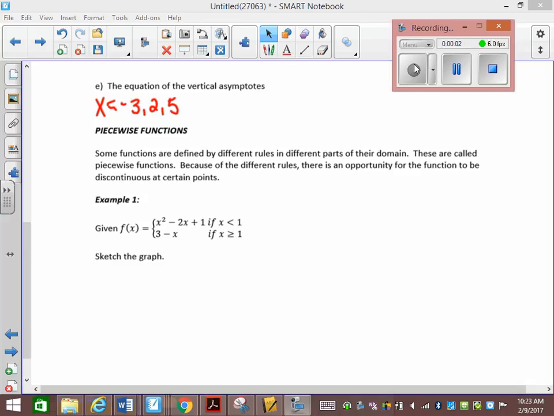So piecewise functions. Some functions are defined by different rules in different parts of their domain. They're called piecewise functions. Because of the different rules, there's an opportunity for the function to be discontinuous at certain points. So we need to sketch the graph.